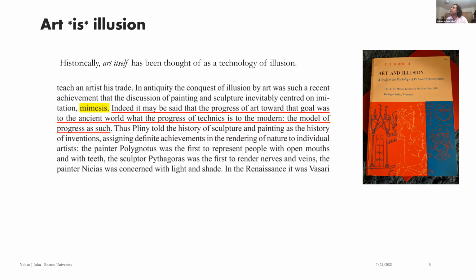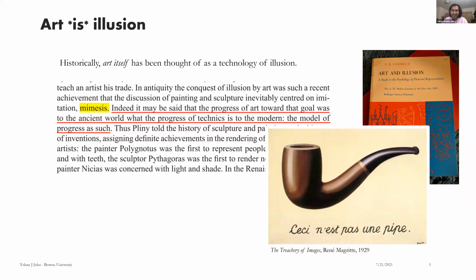So he makes the point that mimesis, the production of similar representations, is a big goal, particularly in Greek art, but definitely in other art traditions too. "So it may be said that the progress of art towards the goal was to the ancient world what the progress of techniques is to the modern, the model of progress as such." And that's a very interesting kind of point to make. It's very heightened in Western history, but I think it's true across the board that there's this idea that things are getting better if you can make things more like reality.